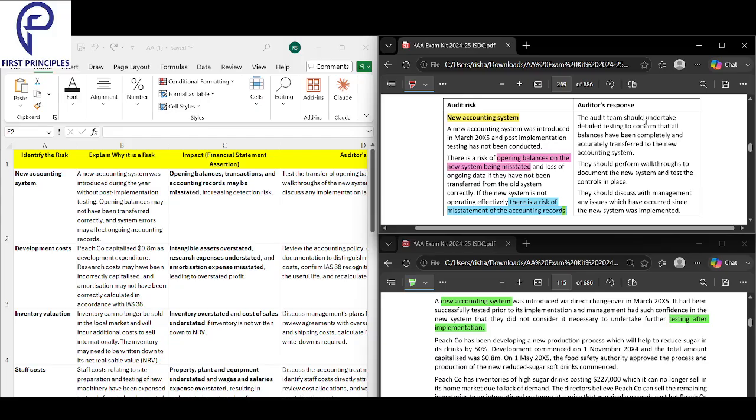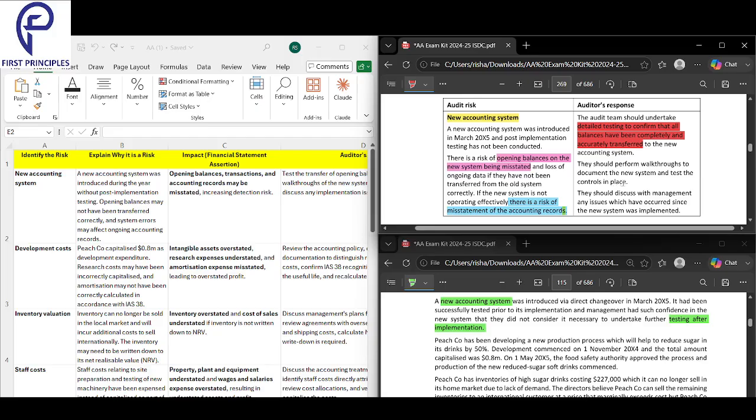First of all, you should do detailed testing to confirm that all balances from the old system have been completely and accurately transferred to the new system. That the full transfer has happened. Like from an old phone to a new phone, you have transferred everything. From the old system to the new system, you have transferred everything.